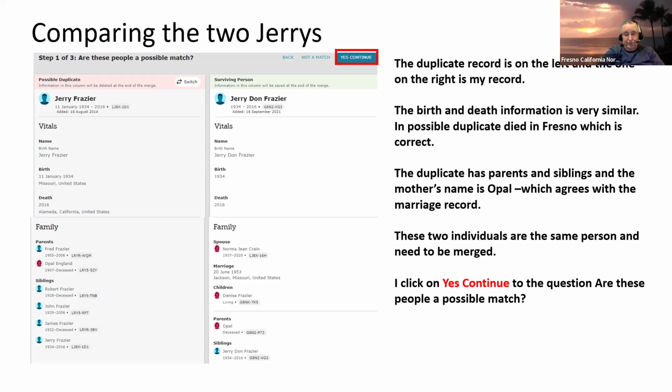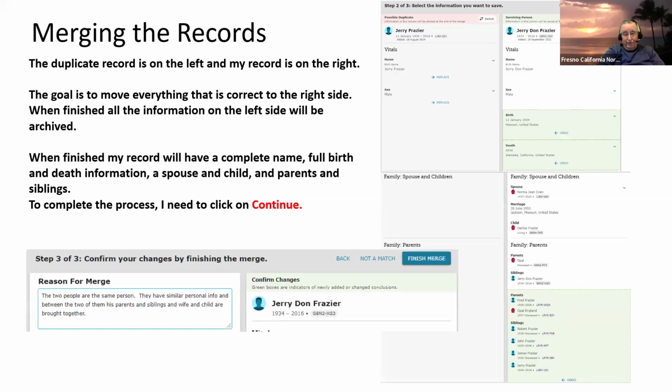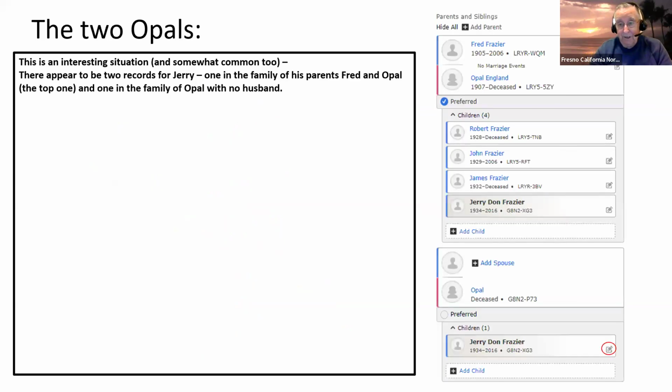So we say, yes, continue. And then when we get all done, he's got a complete record going both directions. We know how to do it, so we'll just jump through it. And look what we have when we get done. This tree is growing rapidly. Now there's a hole where that Opal is, but we now have a name for Opal. She's Opal England, because that other Jerry Dawn had parents. The Jerry Frazier record had parents, and it said it was Opal England. So we even know her last name now.